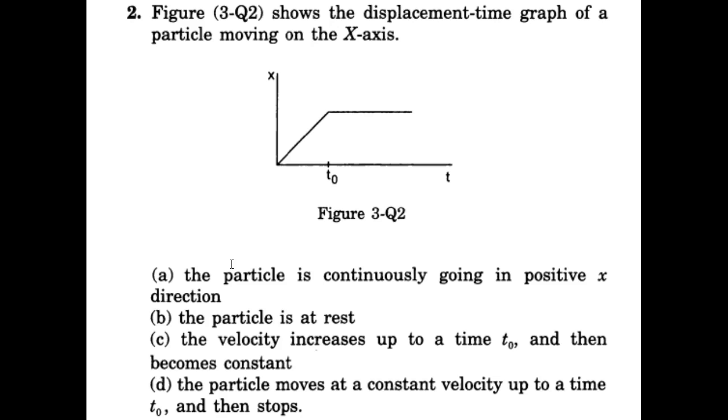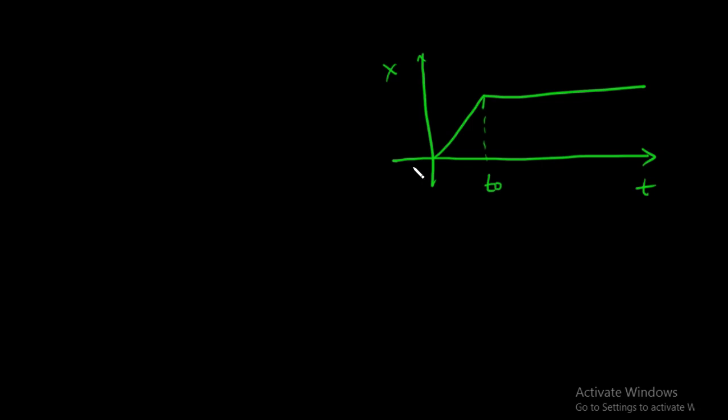And the four options are given. First is the particle is continuously going in the positive x direction. Second option is the particle is at rest. Third is the velocity increases up to a time t0 and then becomes constant. And fourth option is the particle moves at a constant velocity up to a time t0 and then stops, okay? So this is the displacement time graph given. I have to analyze the velocity.